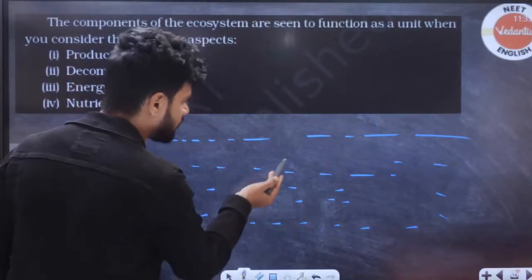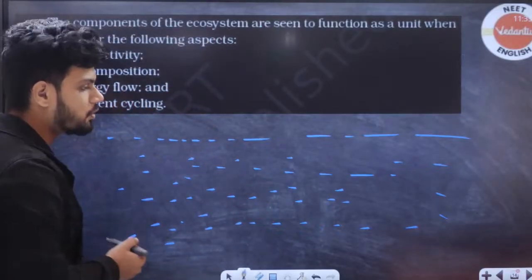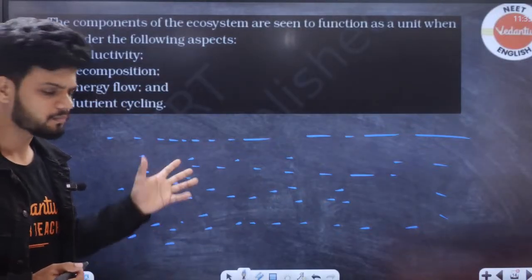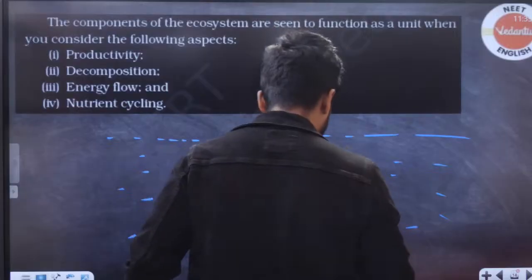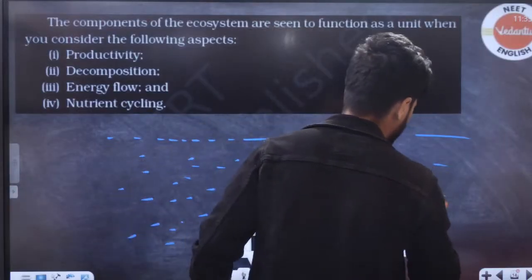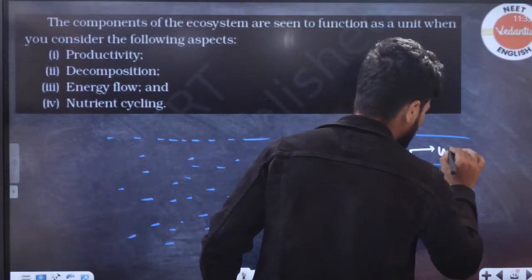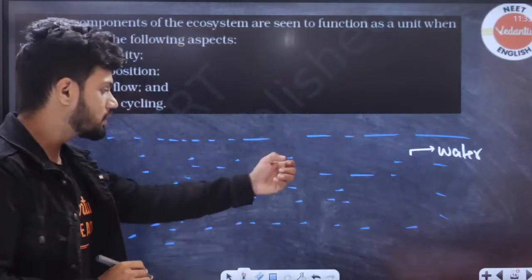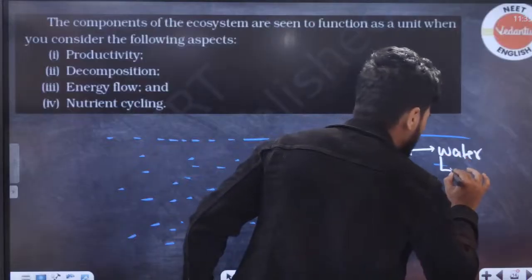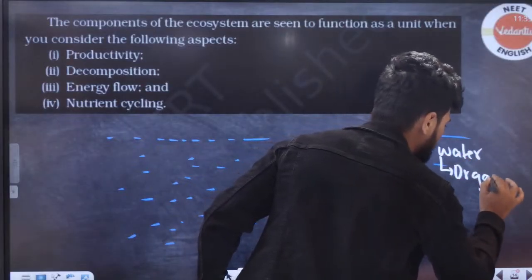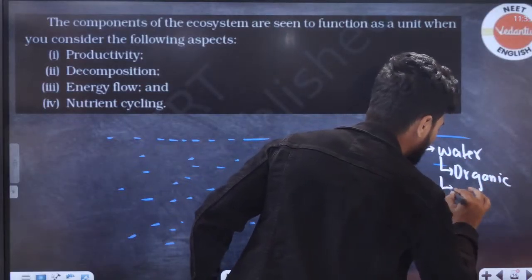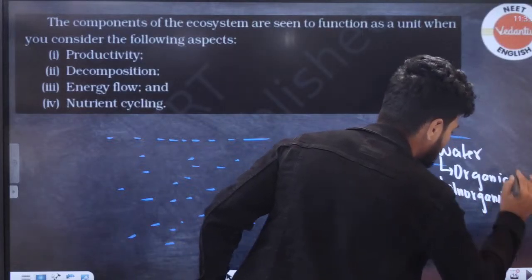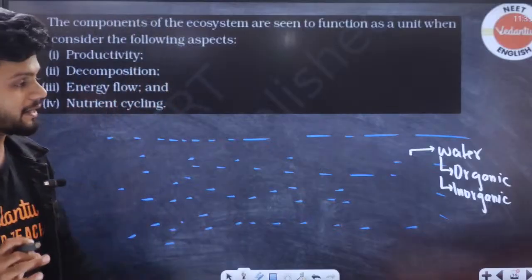But students, what is the major abiotic component of your aquatic ecosystem? You will tell me, sir, the major component is obviously the water. Without water, we cannot have an aquatic ecosystem. Now water will have certain organic components dissolved in it, and also certain inorganic components. Organic as well as inorganic components are dissolved in the water.